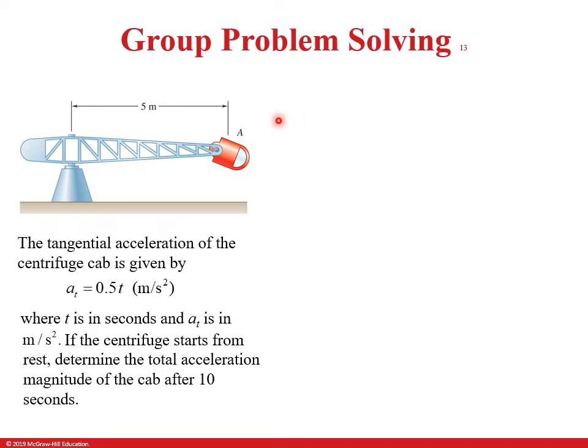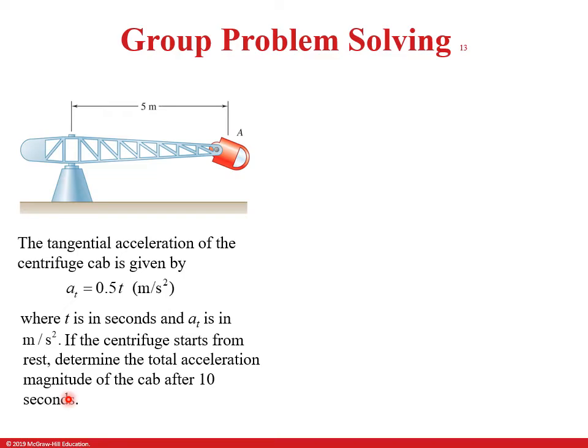So here we have another problem. It looks like this one is basically a little capsule that spins around on this stick. I think it's something that astronauts use to test out how much G-force they can handle. The tangential acceleration of the centrifuge cab is given by a sub t equals 0.5 t, where t is in seconds and a sub t is in meters per second squared. If the centrifuge starts from rest, determine the total acceleration magnitude of the cab after 10 seconds.